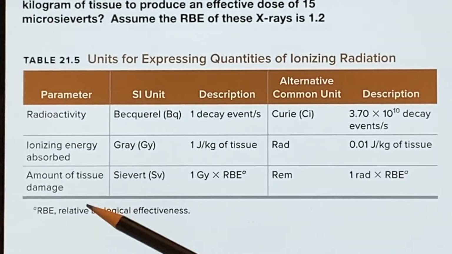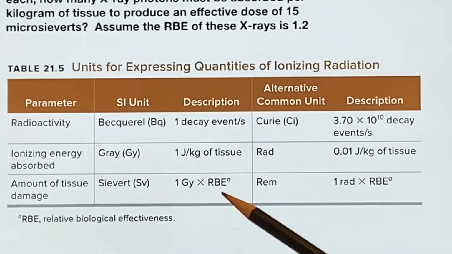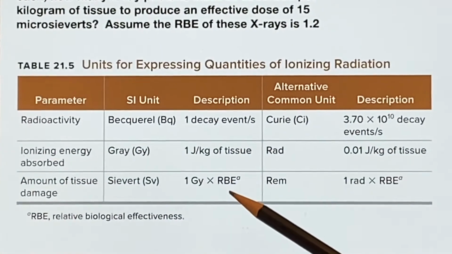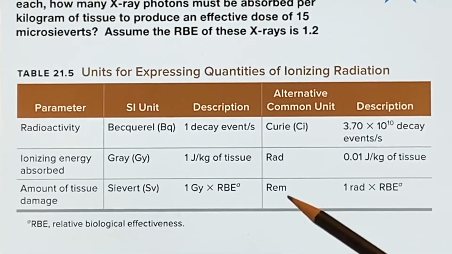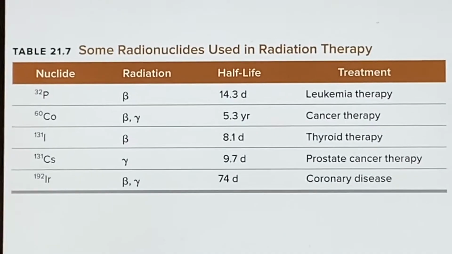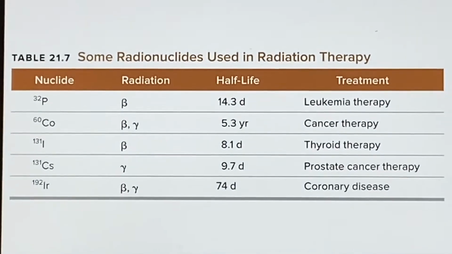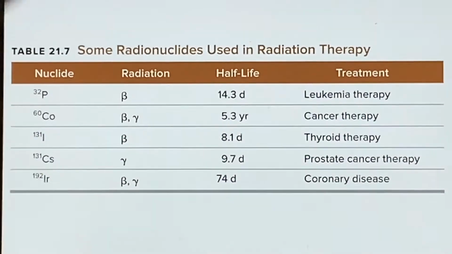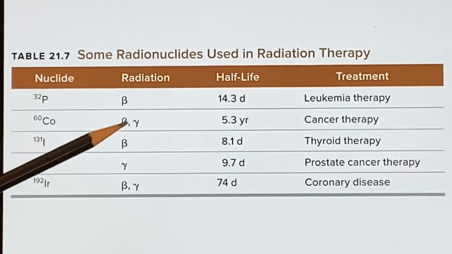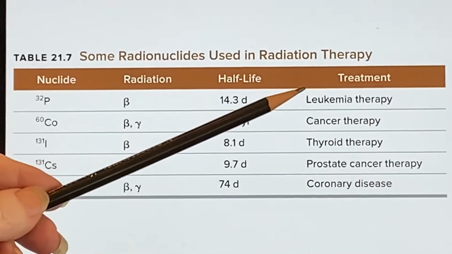We had the amount of tissue damage in sieverts, and that was just taking the grays and multiplying by the relative biological effectiveness of the particular type of radiation, or the REM, which was just a rad, also times the RBE. So one of the things that they tell you is that we use radionuclides in various types of radiation therapy. Here are some popular choices, what type of radiation they are. You'll see there seem to be betas and gammas everywhere, what their half-lives are, and what they are used for.